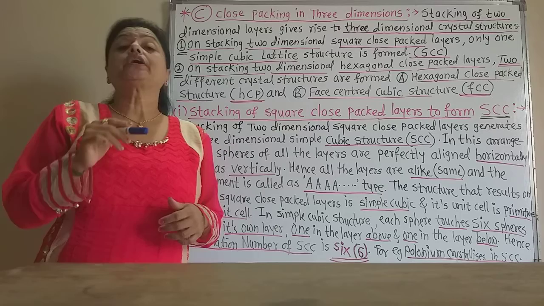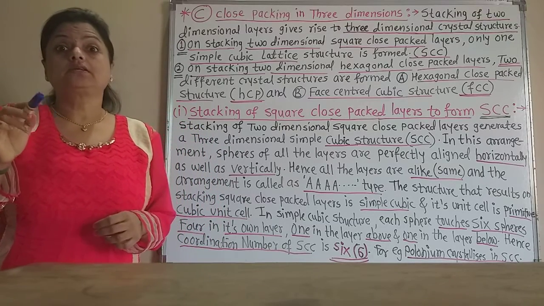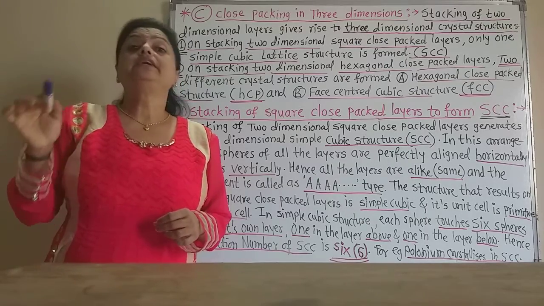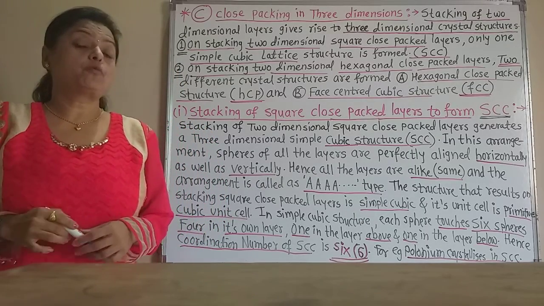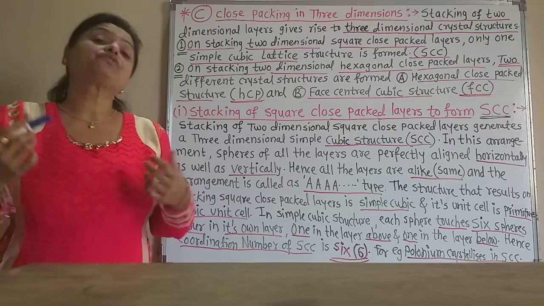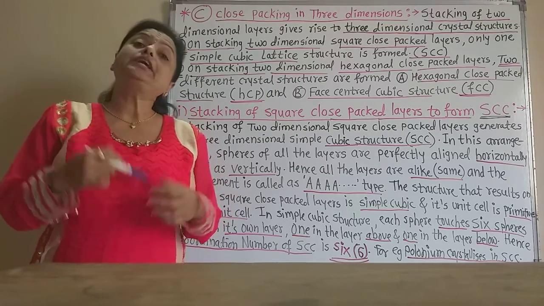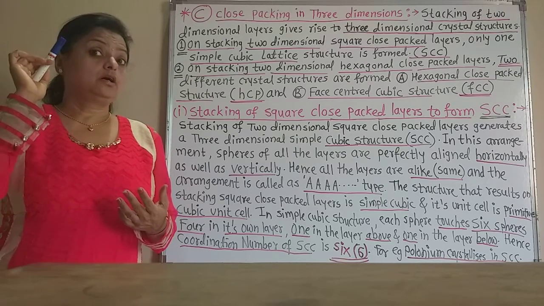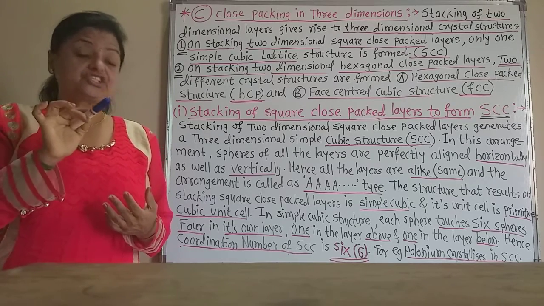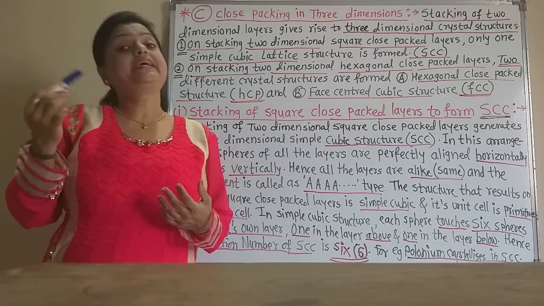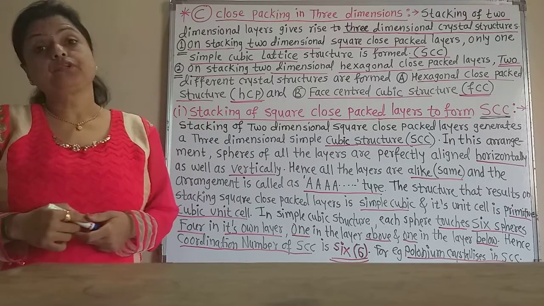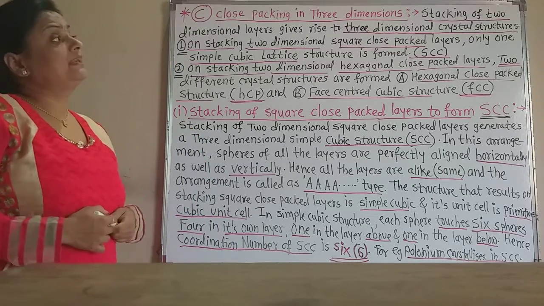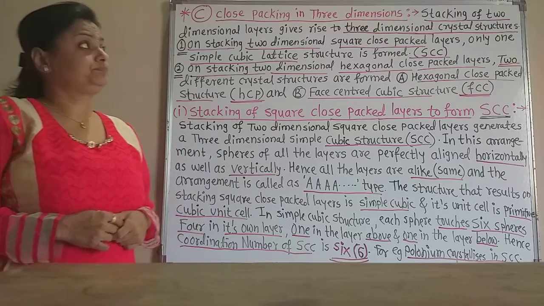That means stacking of the one-dimensional layers, one above another in such a way that there is the AA type of arrangement, and that will form the square close packed structure. And if we arrange the second layer in the depressions of the first layer spheres, then there is the formation of the hexagonal close packed structure. Now today we have to learn the close packing in 3 dimensions.